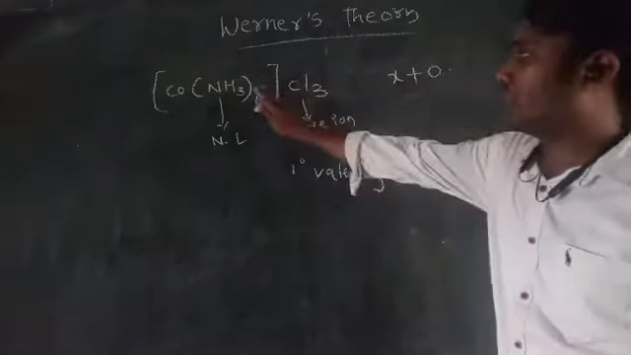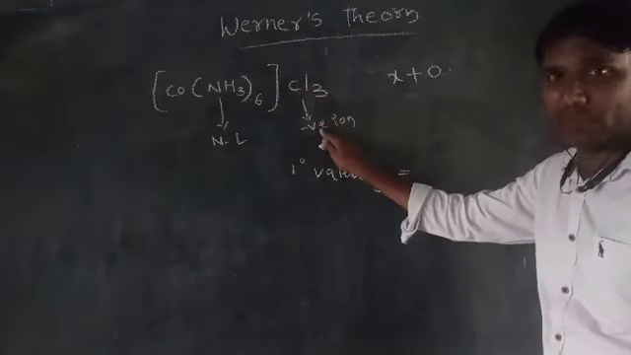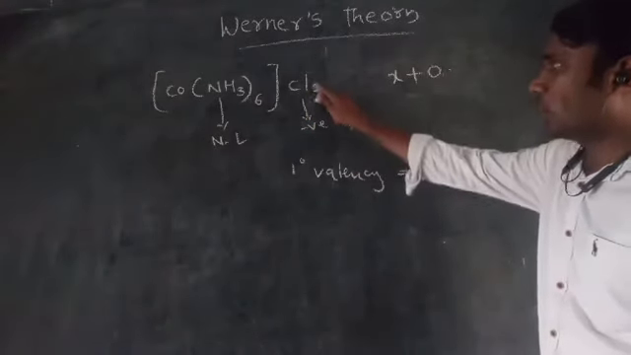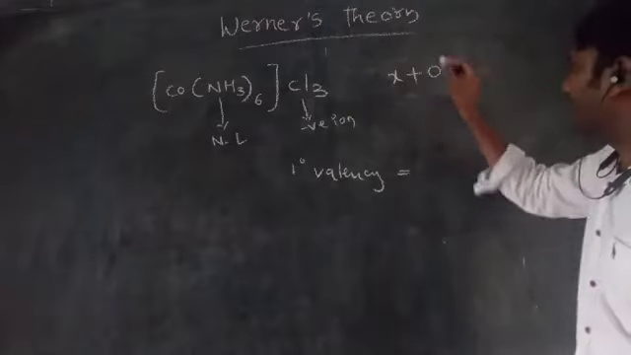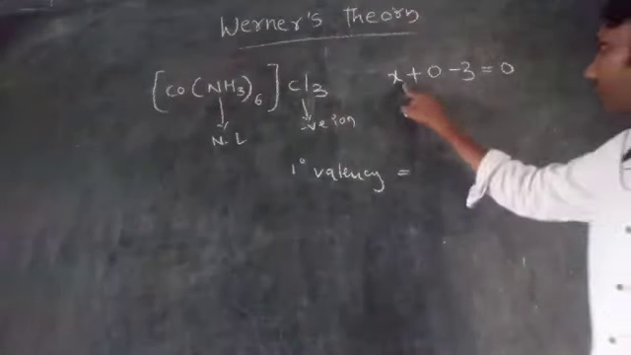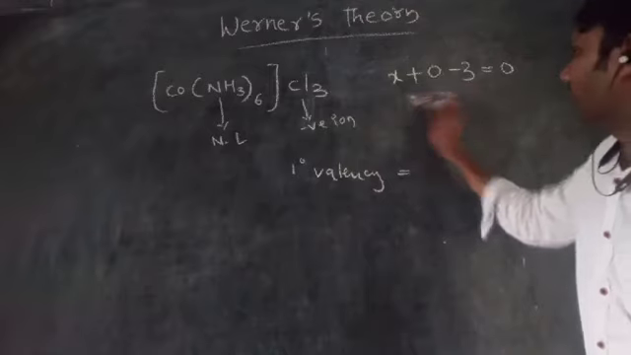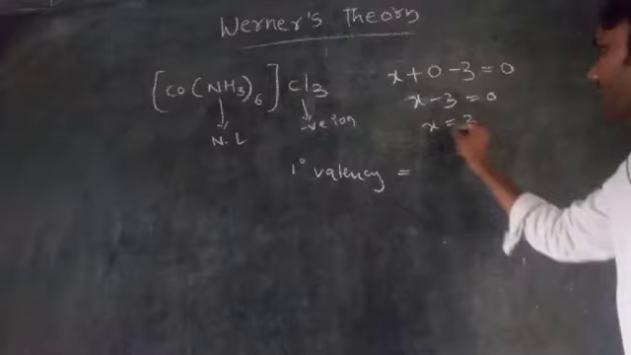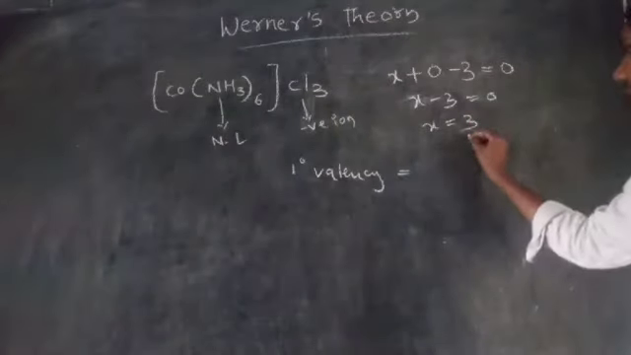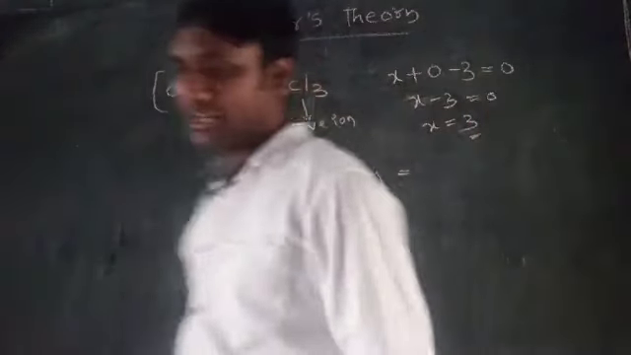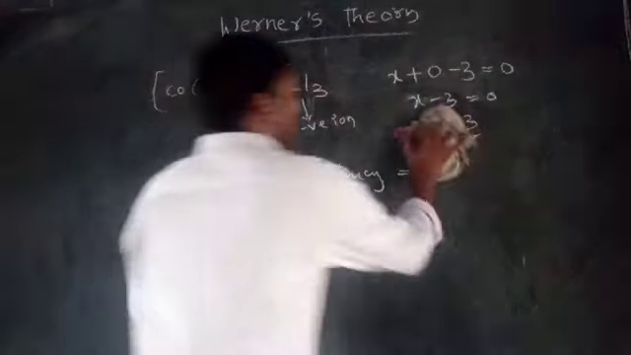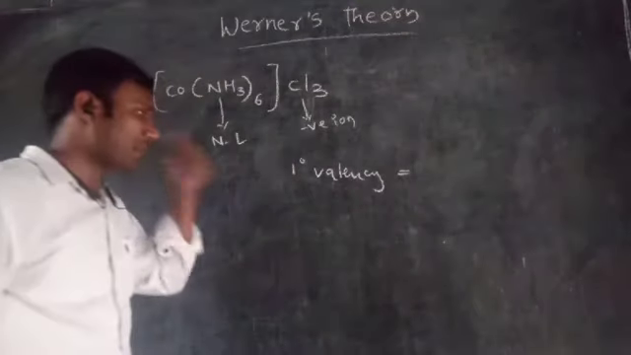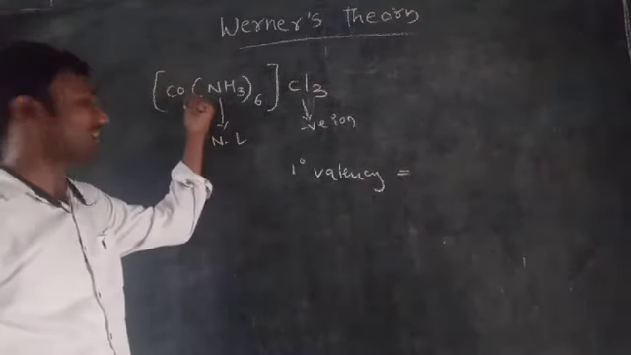Next, after the coordination sphere, which type of ion is present? A negative ion, that is chloride, with charge -1. How many chloride ions are present here? 3. So the sum is equal to 0, that means x minus 3 is equal to 0, then x equals 3. That means the cobalt charge is 3, or we can say the cobalt oxidation state is 3. So here the primary valency is satisfied by the charge on the central metal atom.